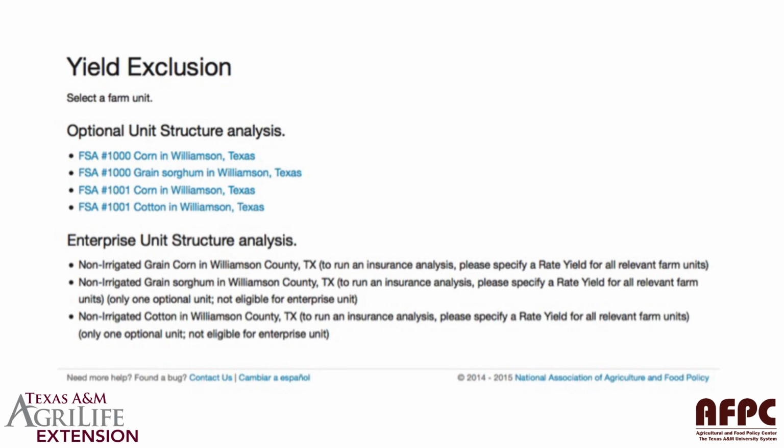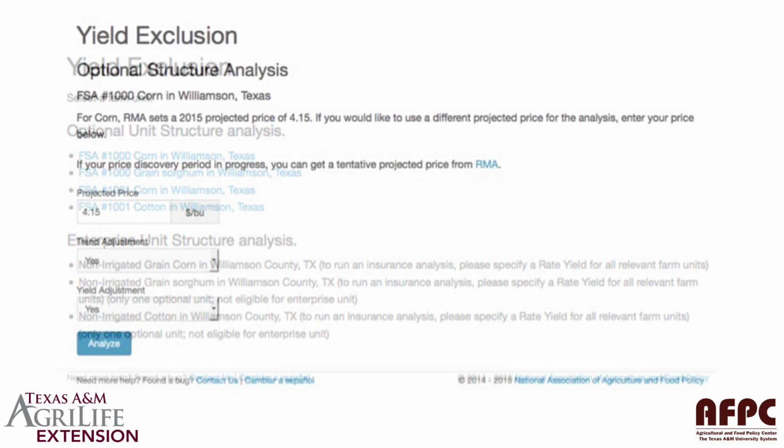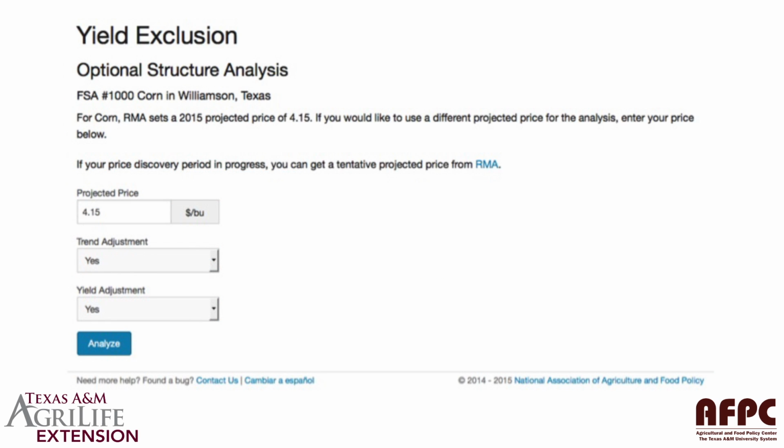And it says, okay, now you've got to pick. We're going to be talking, and this is an example set of mine, corn in Williamson County on farm number 1000, corn on Williamson County farm number 1001. You have some choices. This is the first step where it's looking at optional unit structure. If you're already buying an enterprise unit structure, you're going to have to look at it a little bit differently. So once you pick one, and I picked corn, it's going to bring up there.